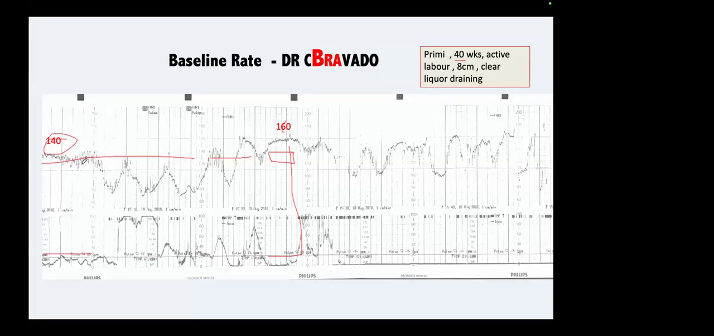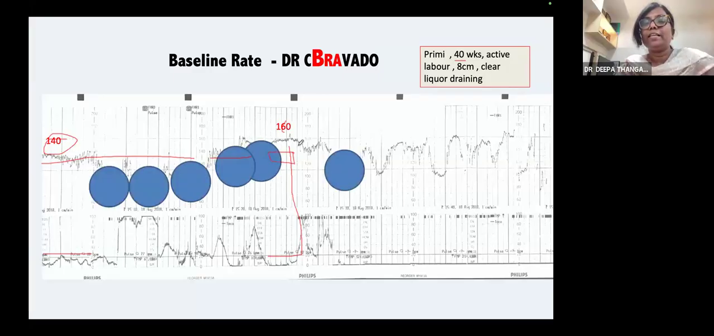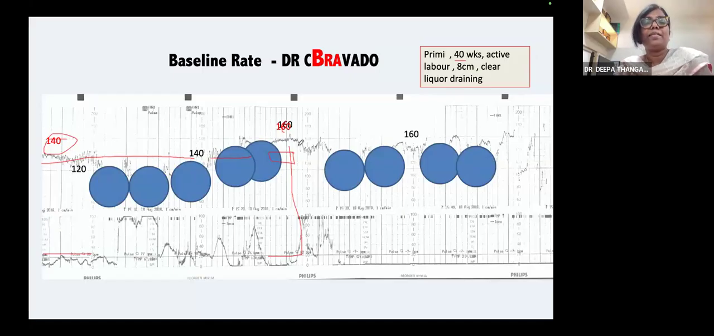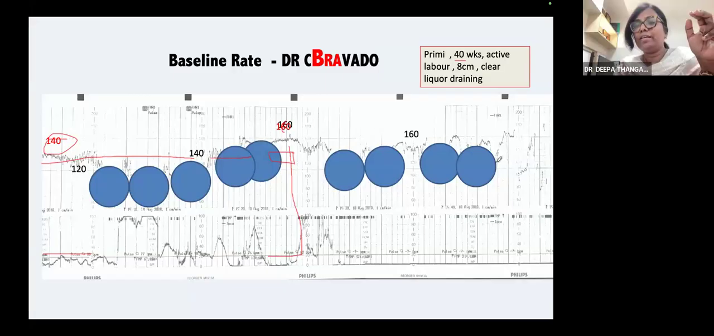So what is happening? An increase in the baseline heart rate of 20. Forget about all the decelerations, just see only the baseline. The baseline is not stable. Somewhere it's 140, somewhere it's 120, somewhere it's 160. Towards the end, this is actually going into terminal bradycardia. So this is unstable.